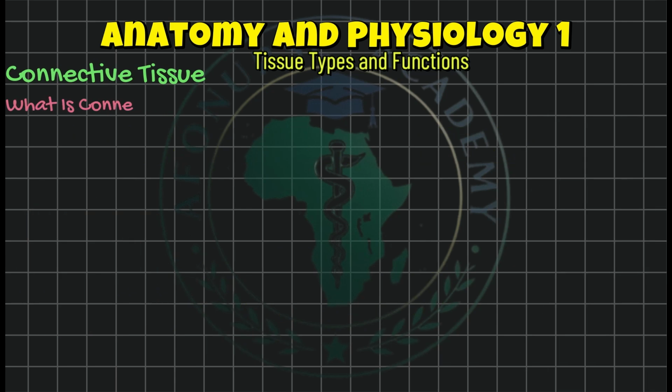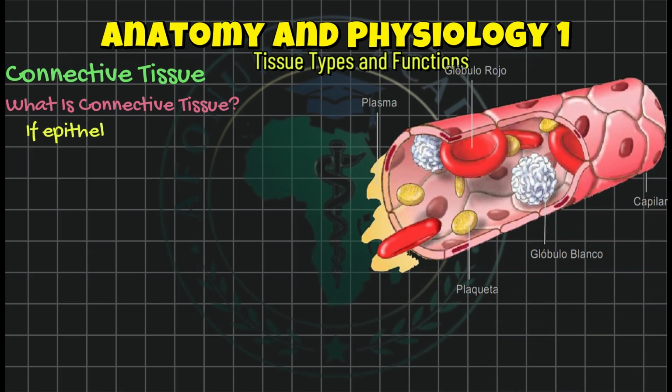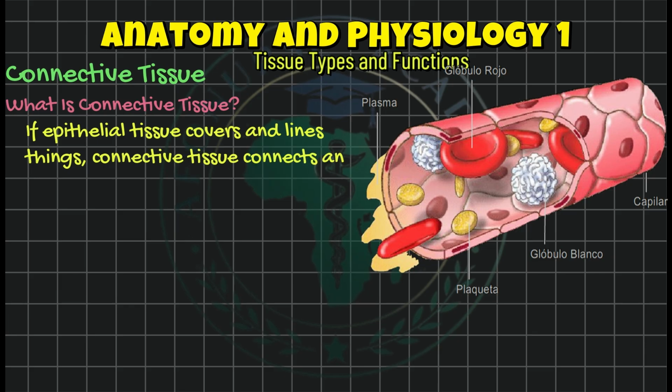What is connective tissue? Now let's move to the second tissue type, connective tissue. If epithelial tissue covers and lines things, connective tissue connects and supports things. It's the most abundant and widely distributed tissue in your body. Connective tissue is different from epithelial tissue in important ways.